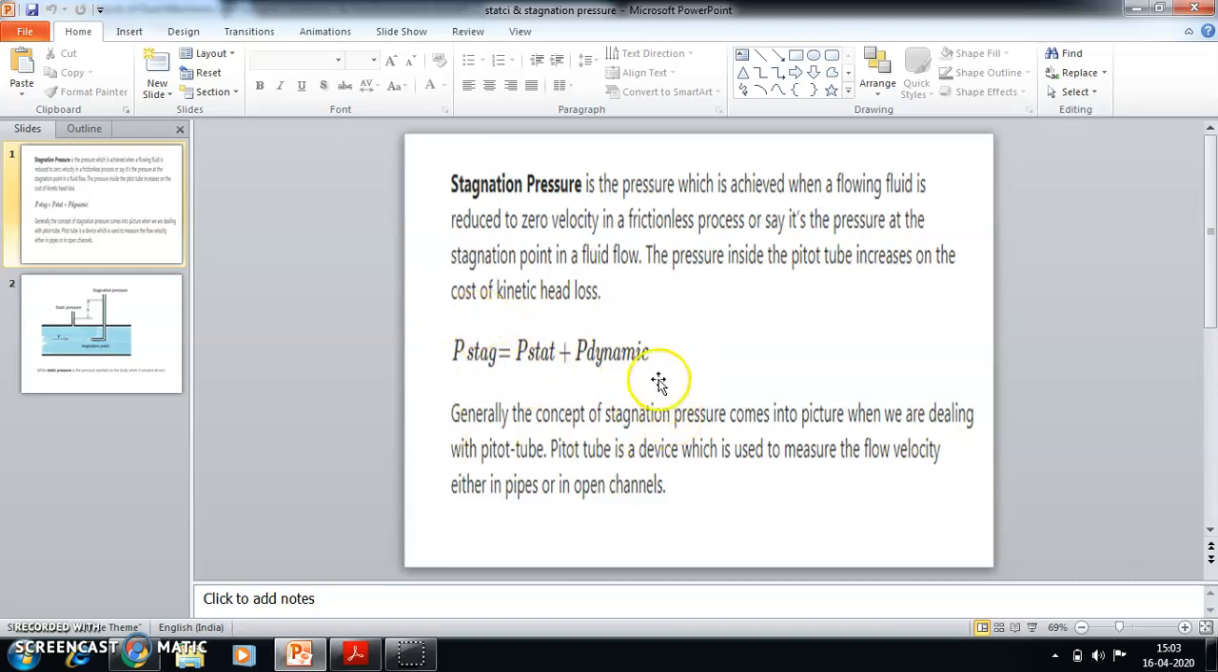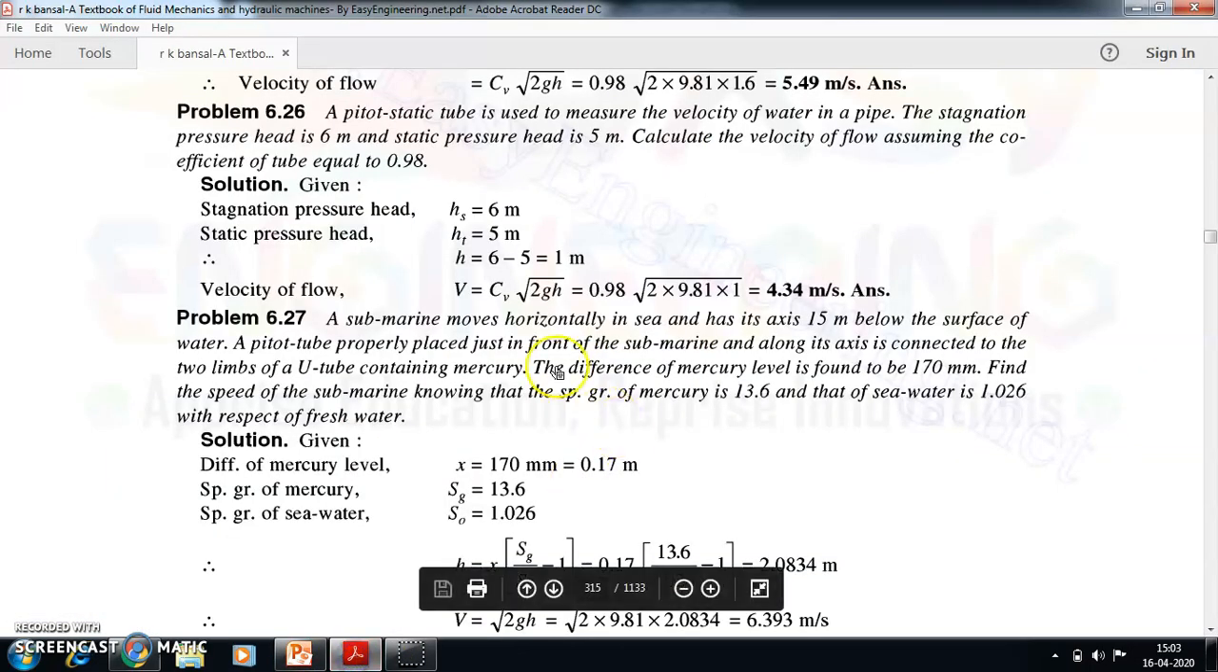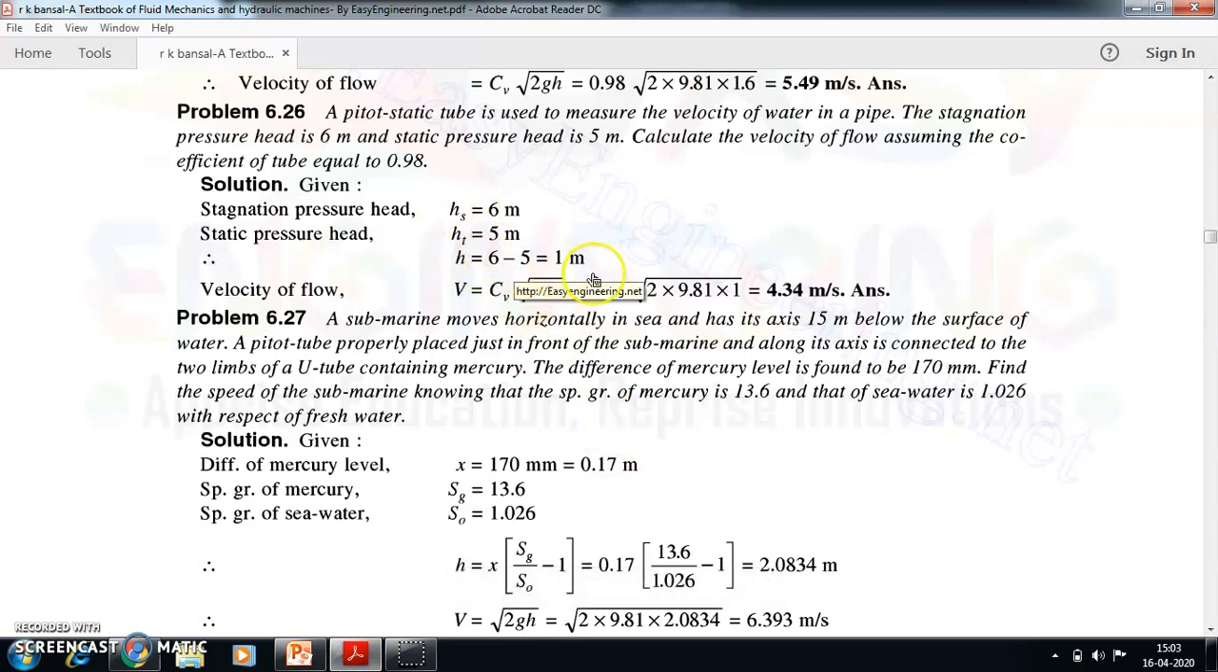So using this equation, we want the pressure head due to the dynamic flow. That is what your small h is equal to. So small h will be equal to h of stagnation minus h of static. Or in other words, P of dynamic will be equal to P of stagnation minus P of static. So using this concept, we can solve. So your h will be equal to stagnation pressure minus static pressure, 6 minus 5, which is equal to 1 meter, because stagnation pressure is 6 meter and your static pressure is 5 meter, that is given to you in the problem.